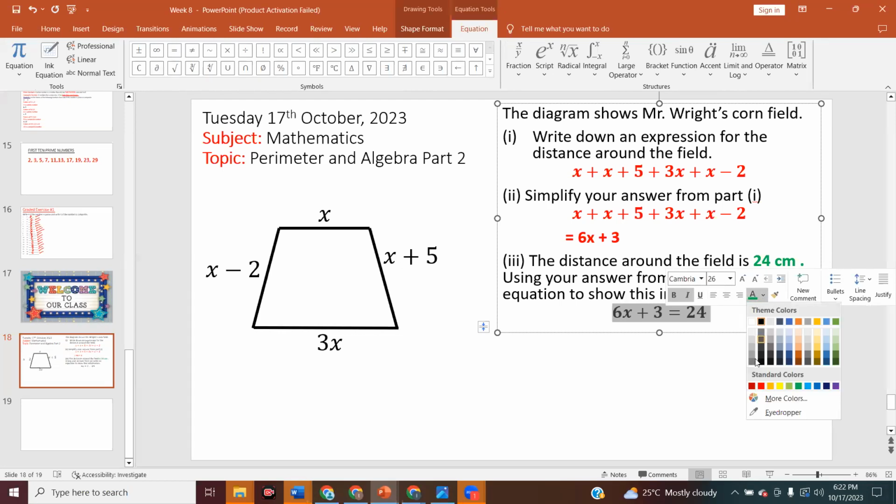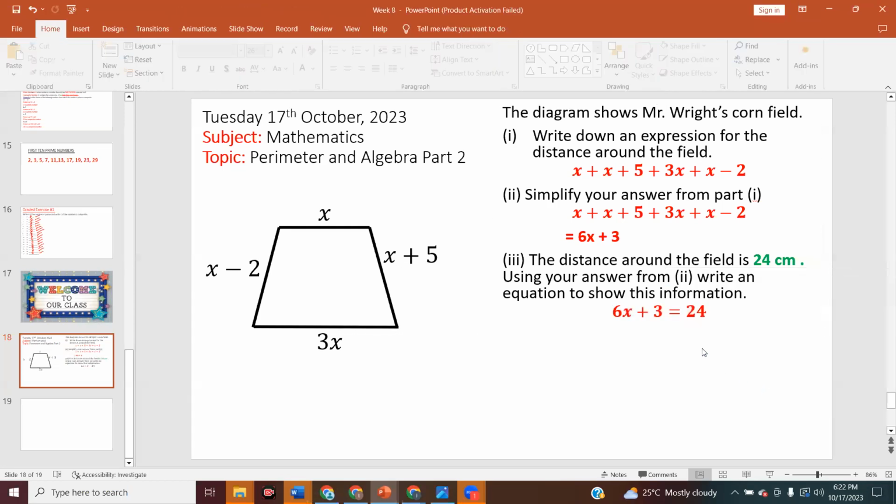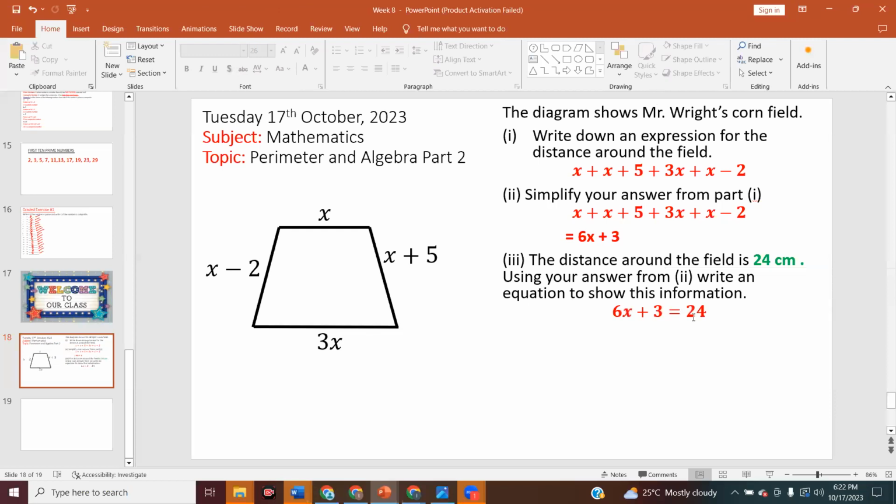And so that's how we would get that. 6x plus 3 equals 24. So we take our answer from the first part and we set it equal to the perimeter that they give us. All right, does that make sense? Or do you need me to explain that again?